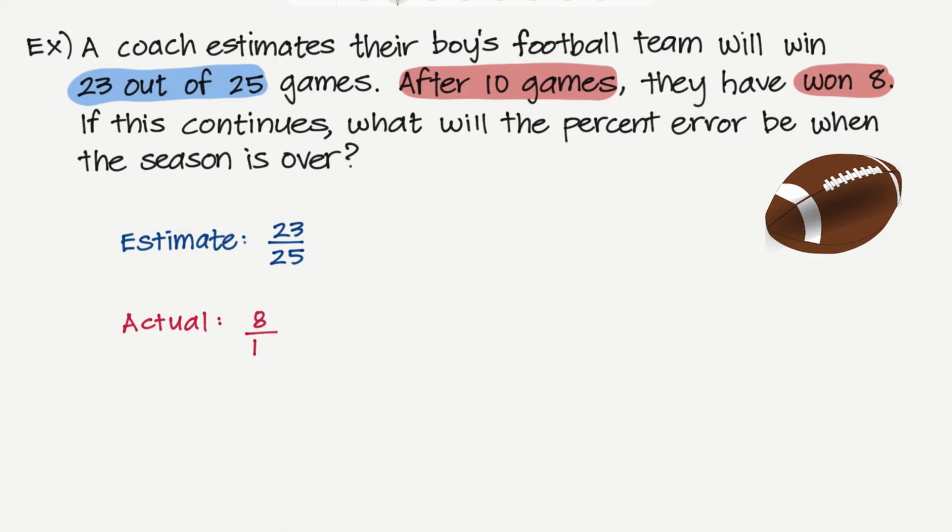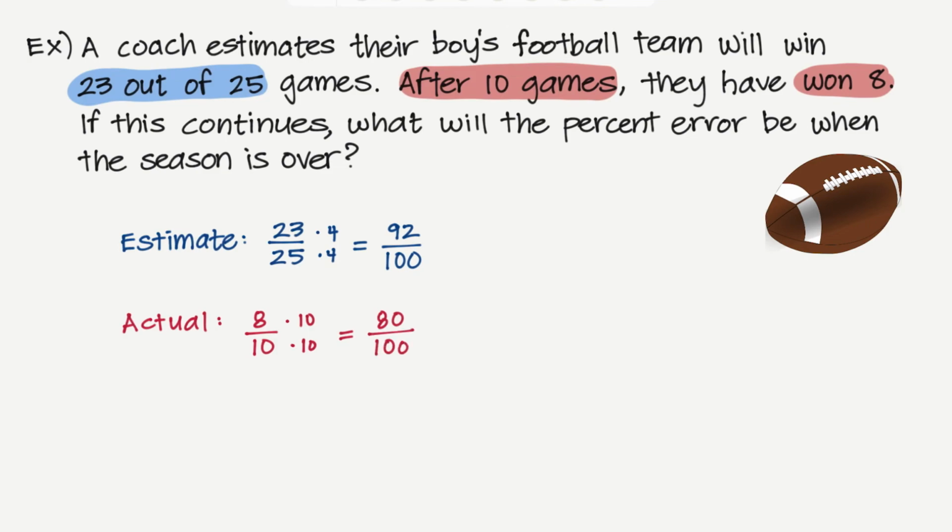All right, and now doing so, to compare them better, I'm going to make them have the same denominator. So I can multiply the top one by 4. That gives me 92 out of 100. And the bottom fraction, I can multiply both of those by 10, which will give me 80 out of 100.